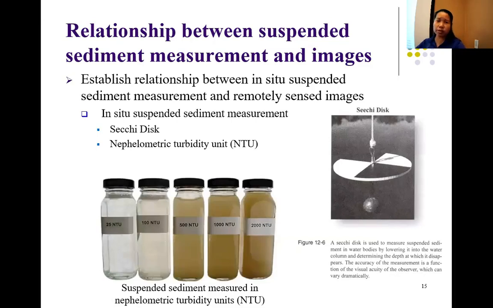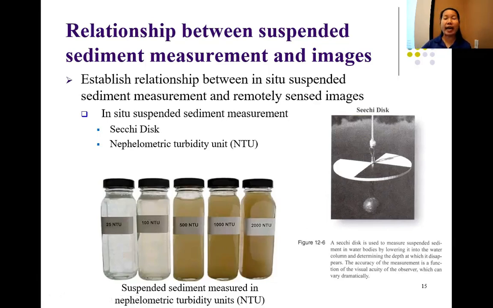So for in situ suspended sediment measurement, they may use this kind of device to check the visibility, and this Secchi disk is used to measure suspended sediment in water bodies by lowering it into the water column and determining the depth at which it disappears. The other approach is to take a water sample back to the laboratory and measure the NTU, the turbidity unit. This shows examples of 25 NTU, quite clear water, then 100 NTU, 500, 1,000, and 2,000. So that is an example with different units.